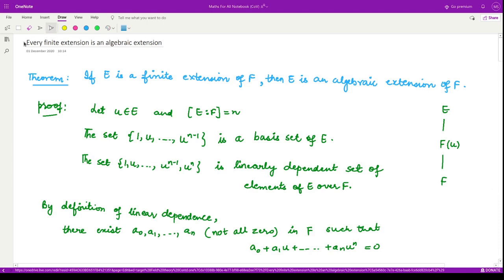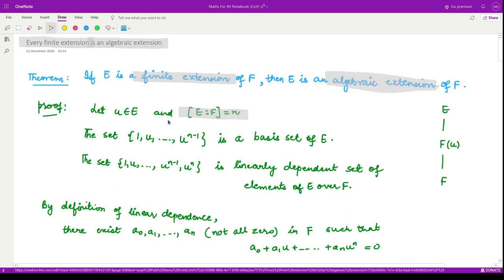In this video we shall see that every finite extension is also an algebraic extension. There's a theorem which says the same thing. It says if E is a finite extension of F, then E is also an algebraic extension of F. This is a really useful result, and we can take this to be a definition for an algebraic extension. Whenever you see a finite extension, that means the degree of that extension over F is given to be a finite number n, then we say that the given extension is an algebraic extension.